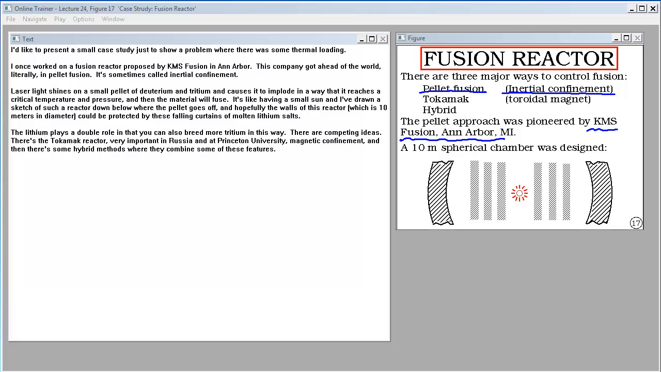It's like having a small sun, and I've drawn a sketch of such a reactor down below where the pellet goes off, and hopefully the walls of this reactor, which is 10 meters in diameter, could be protected by these falling curtains of molten lithium salts. The lithium plays a double role in that you can also breed more tritium in this way. There are competing ideas. There's the tokamak reactor, very important in Russia and at Princeton University, magnetic confinement, and then there are some hybrid methods where they combine some of these features.